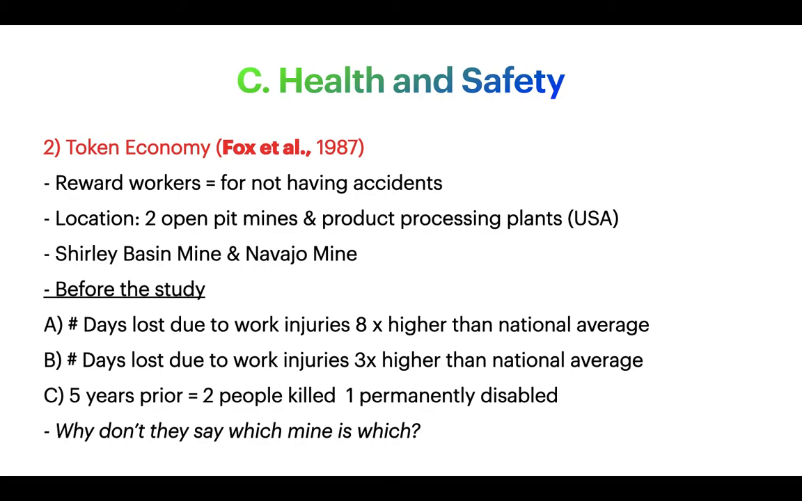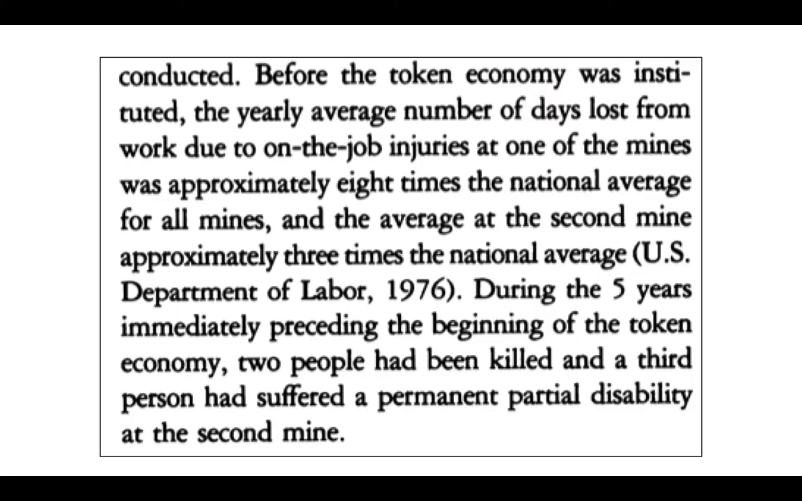So in the study, they don't specify which mine killed people or where one was permanently disabled, probably because they don't want people to be prejudiced against these mines. Like, oh my gosh, people died at Shirley Basin, I need to work in Navajo, right? So the study, if I remember correctly, doesn't specify which mine was the one with the people who died. Okay. So you can read it here.